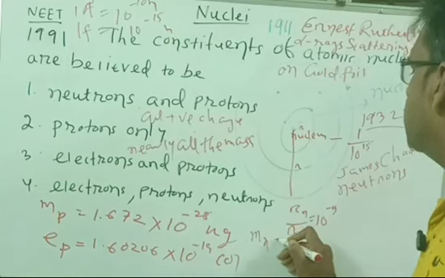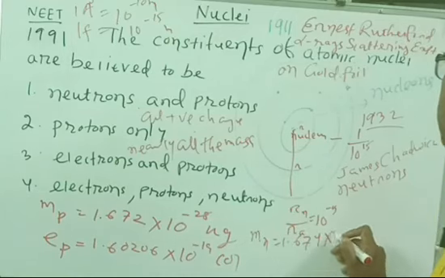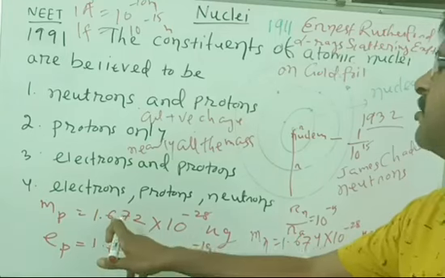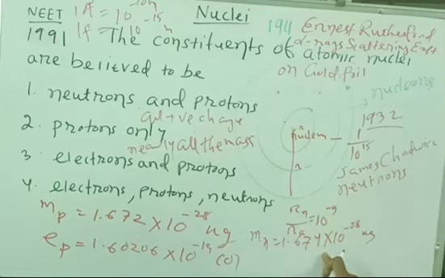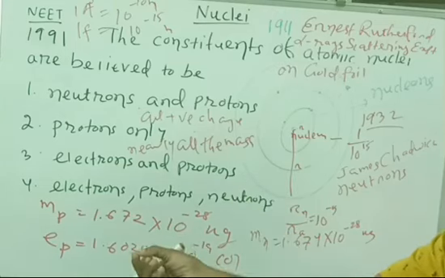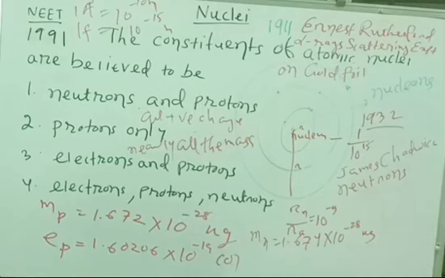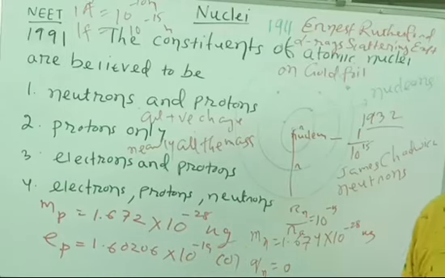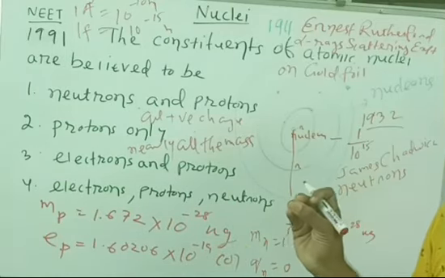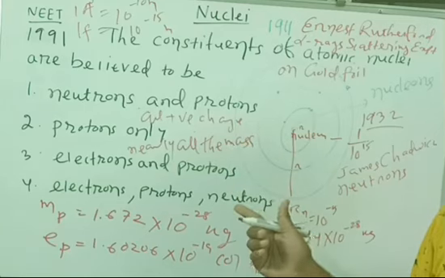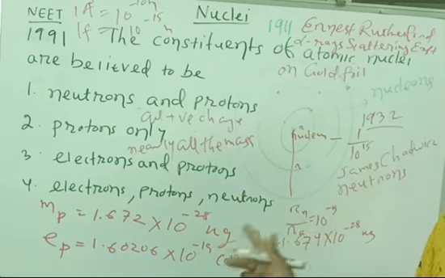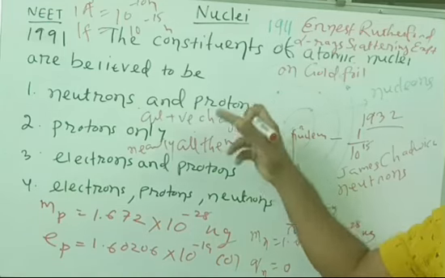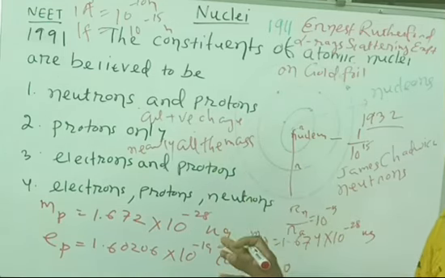The mass of the neutron was found to be 1.674 into 10 to the power minus 27 kg. You see, compare here 1.672, this is 1.674. So neutrons are very slightly heavier than the protons, and the charge on the neutron is zero. It is a neutral particle. So neutrons and protons are present in a very small volume called the nucleus. So the nucleons are the neutrons and protons, and electrons revolve around them to form an atom.